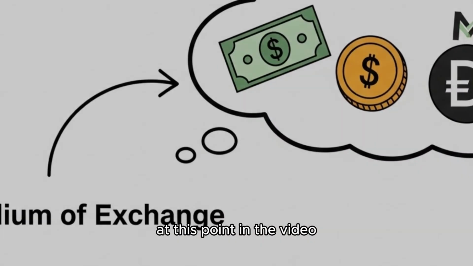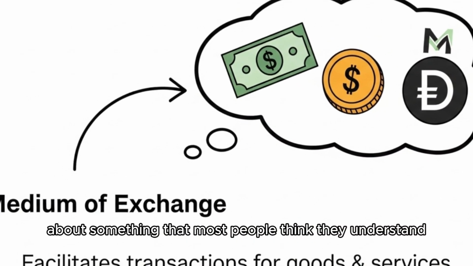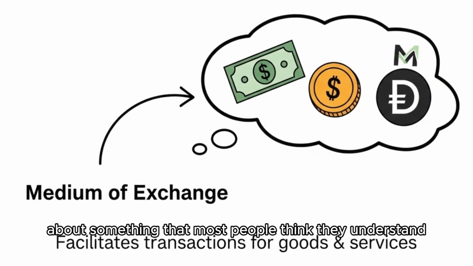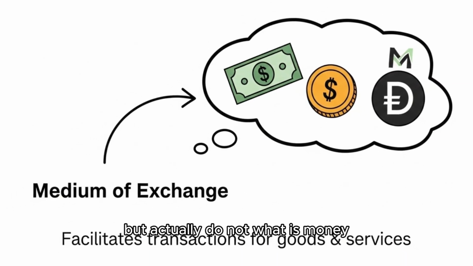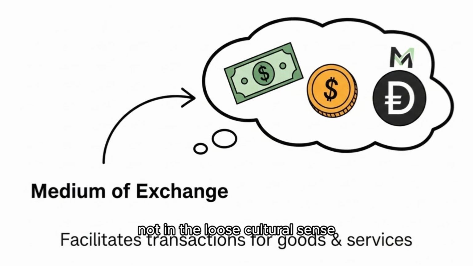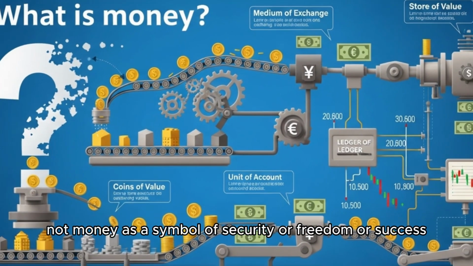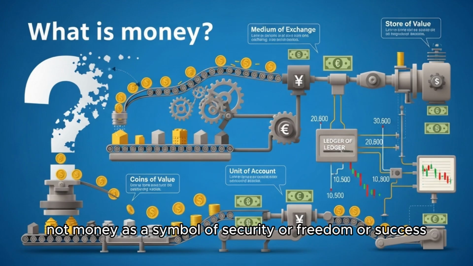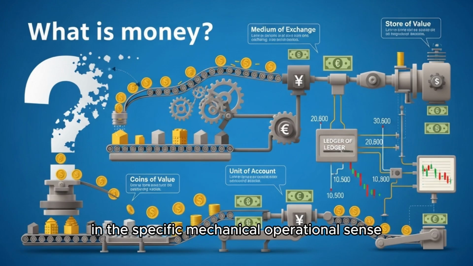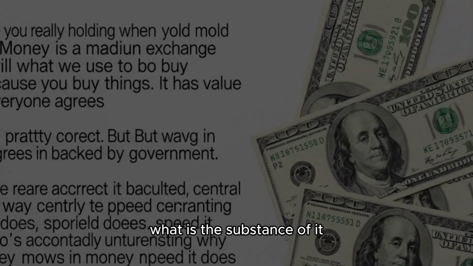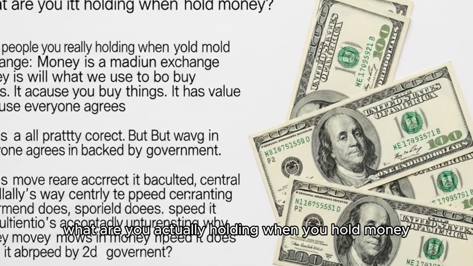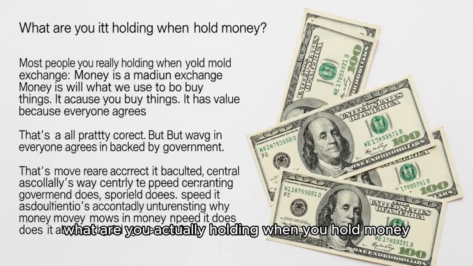At this point in the video, we need to be very clear about something that most people think they understand but actually do not. What is money? Not in the loose cultural sense, not money as a symbol of security or freedom or success. In the specific, mechanical, operational sense. What is the substance of it? What are you actually holding when you hold money?